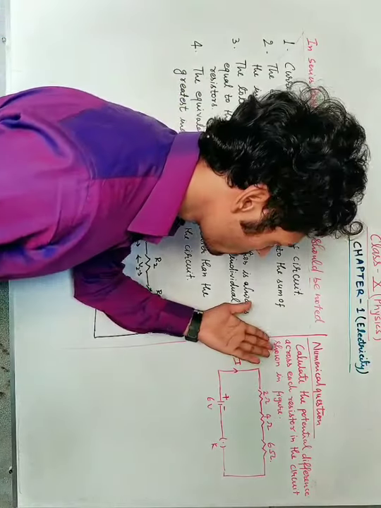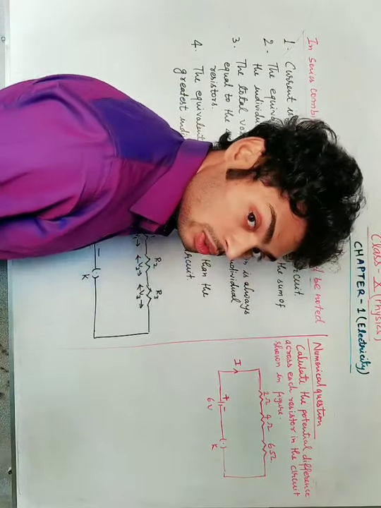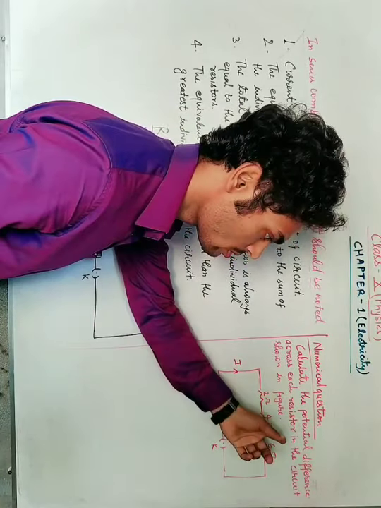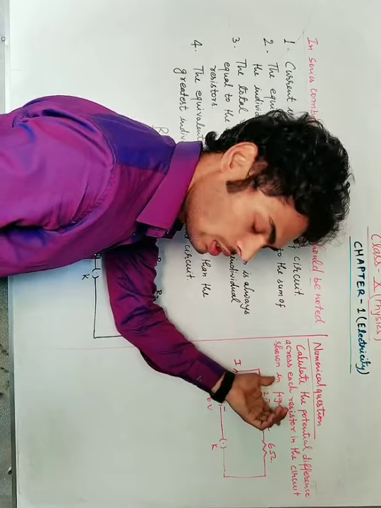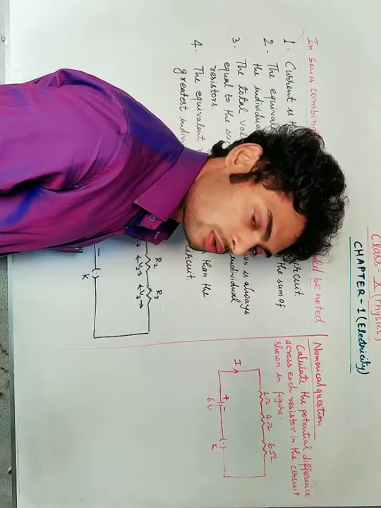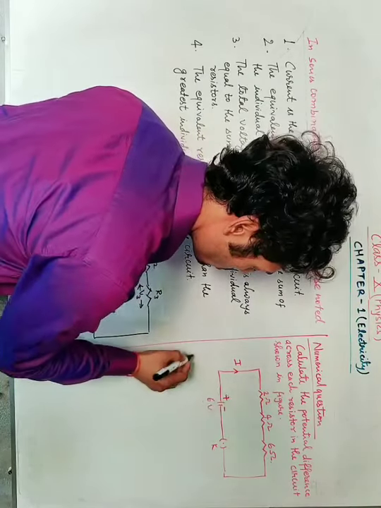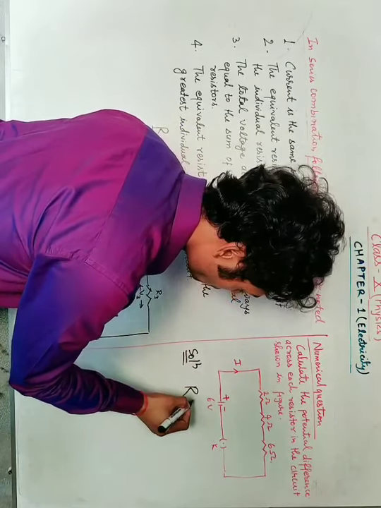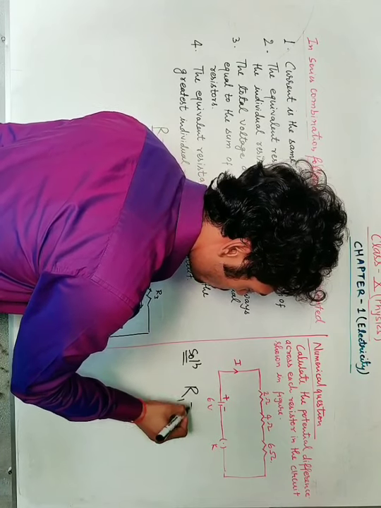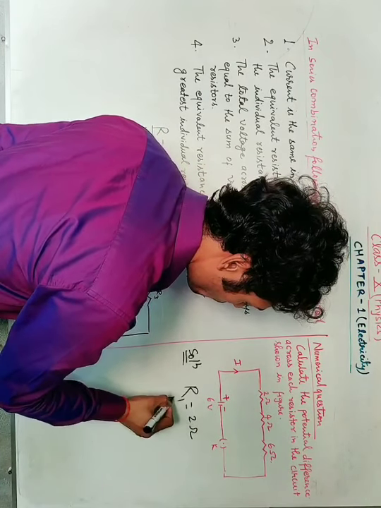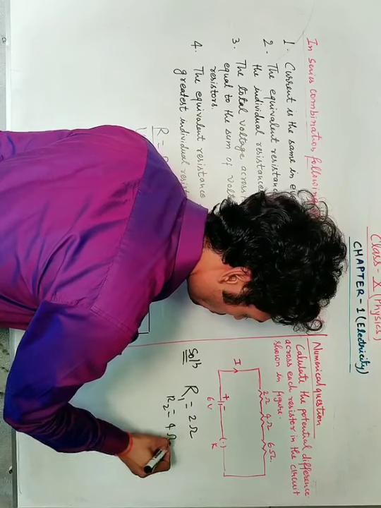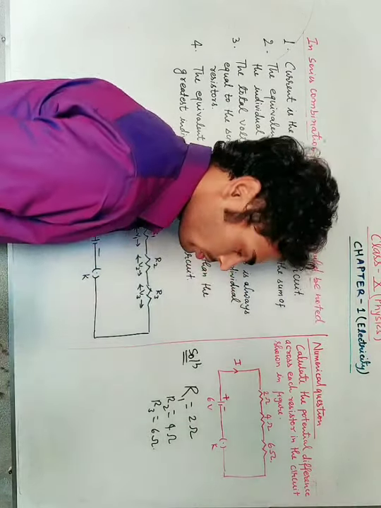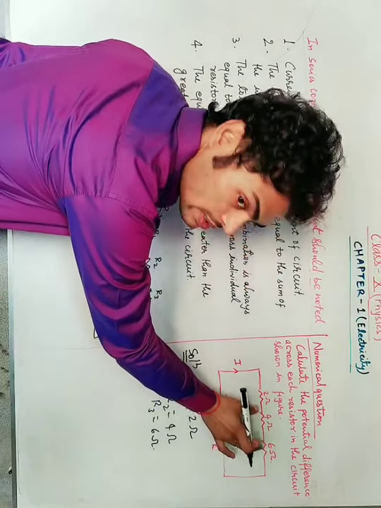And let's solve a numerical on series combination of resistors. Here it is given: calculate the potential difference across each resistor in the circuit shown in the figure. From this circuit we have to find the value of the current flowing through this circuit. So let's solve. Here given that R1 equals 2 ohm, R2 equals 4 ohm and R3 equals 6 ohm. These are connected in series.